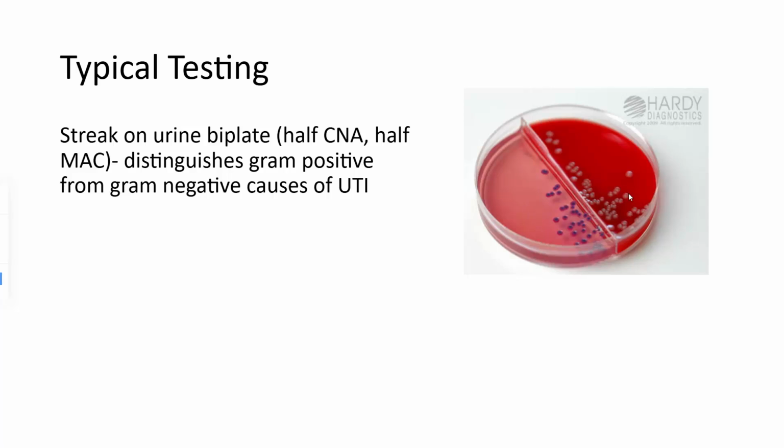Sometimes you can get plates like this where it's growing on both sides, and it could be due to 2 different organisms growing, so there's 2 different things in the urine. Other times you would just have growth on one side or just have growth on the other side.